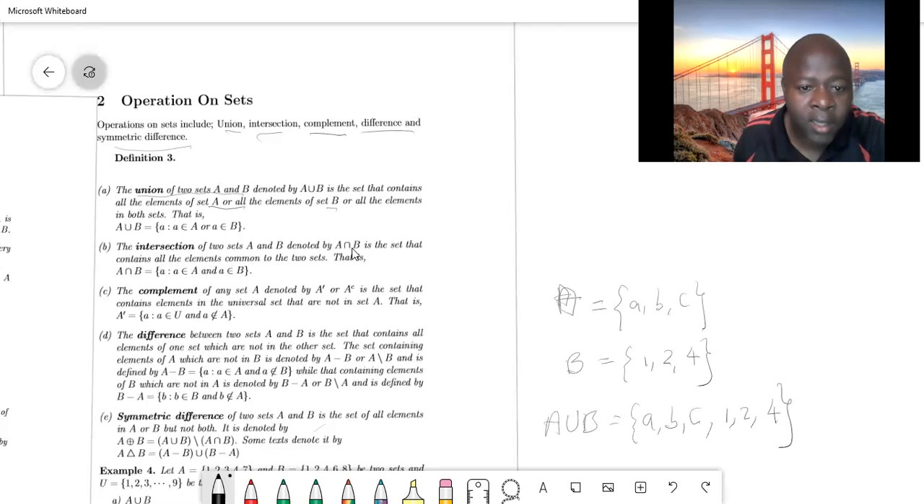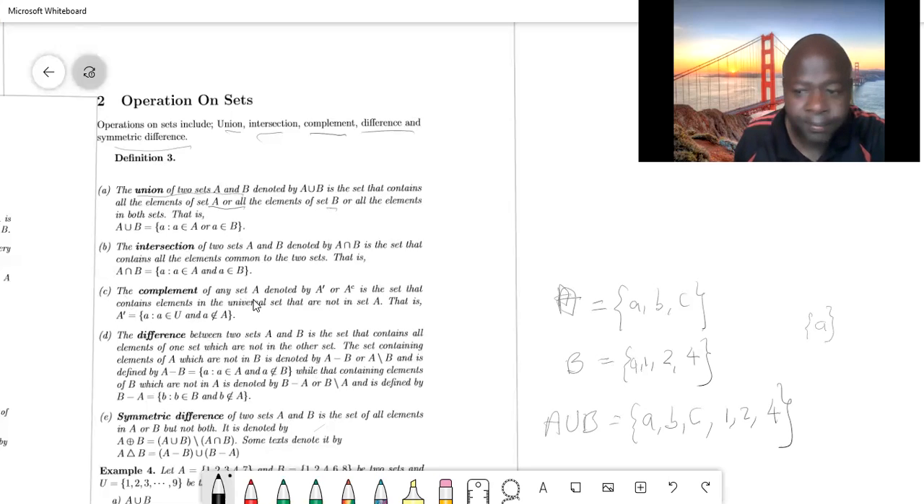The intersection is the set that contains the elements common to the two sets, and we denote it by A intersection B. Like our two sets here have no element in common, so the intersection is empty. But supposing that I had the element a in both sets, then the intersection, containing the common element, would be {a}. That's what I mean by intersection.